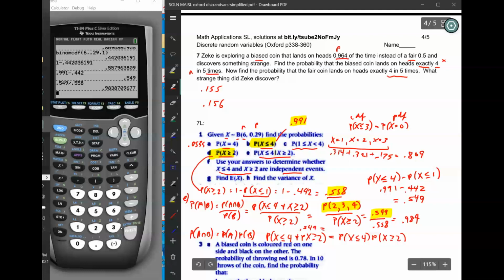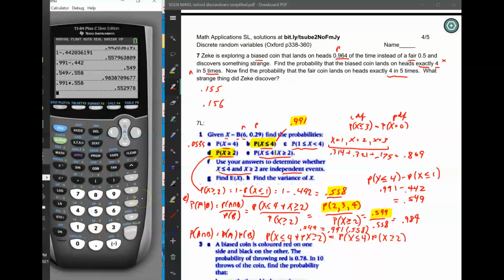And the one on the right is x is less than or equal to 4 is 0.991. And then greater than or equal to 2 is 0.558. And so now what we're going to do is test to see if 0.991 times 0.558 is equal to the left side. So 0.991 times 0.558 is 0.553. So they are not equal. So it's not independent.